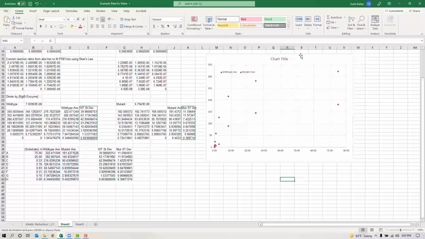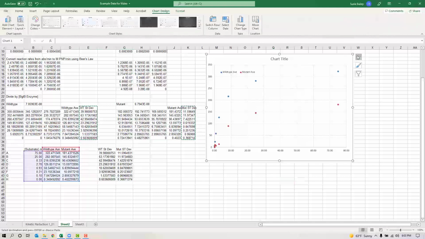So if we click on the chart, we should get this little plus sign in the upper right hand corner to add a chart element. We're going to click on that, go down here to error bars, and if you click this arrow next to error bars, it'll pull up these options. Don't be fooled. Do not select standard deviation. Select more options because we want to add custom error bars here. So it'll ask you which data series you want to add your error bars to. I'm going to do wild type first.